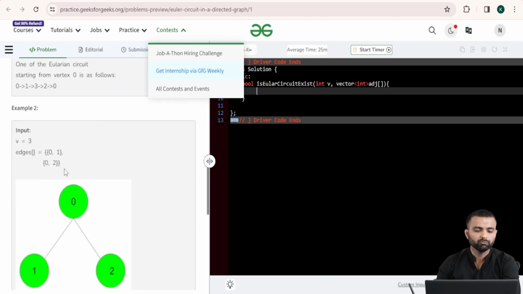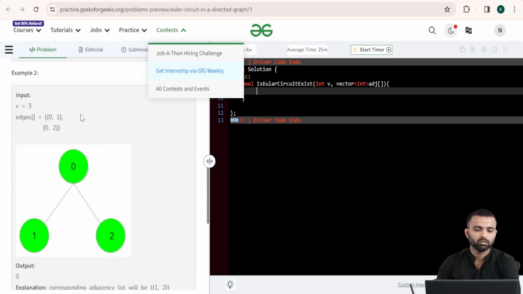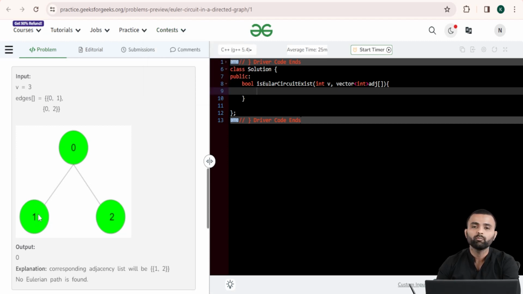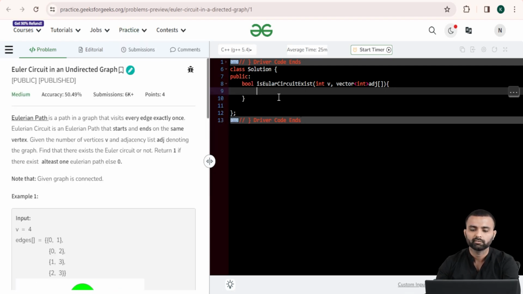Please do the dry run for this case. If you do the dry run, 0's degree is 2, that's okay. If I calculate the degree of 1, it's 1, so here I am returning false. So simple, we have to write this case. Let me do the coding part.